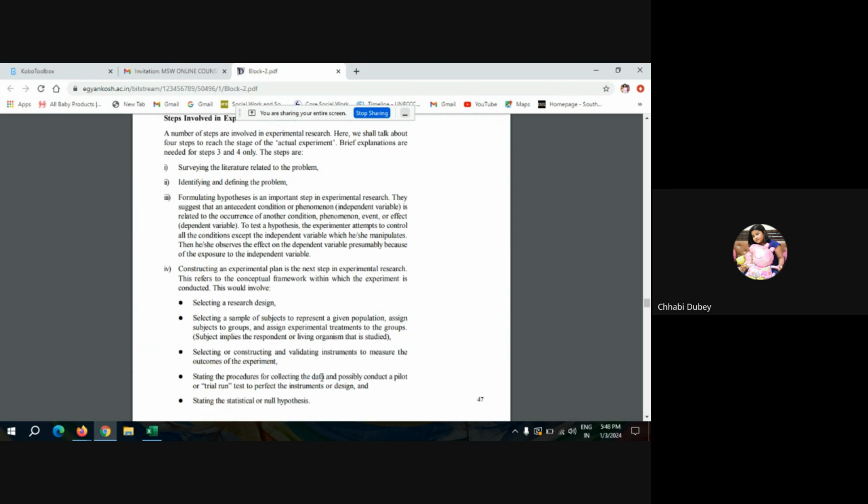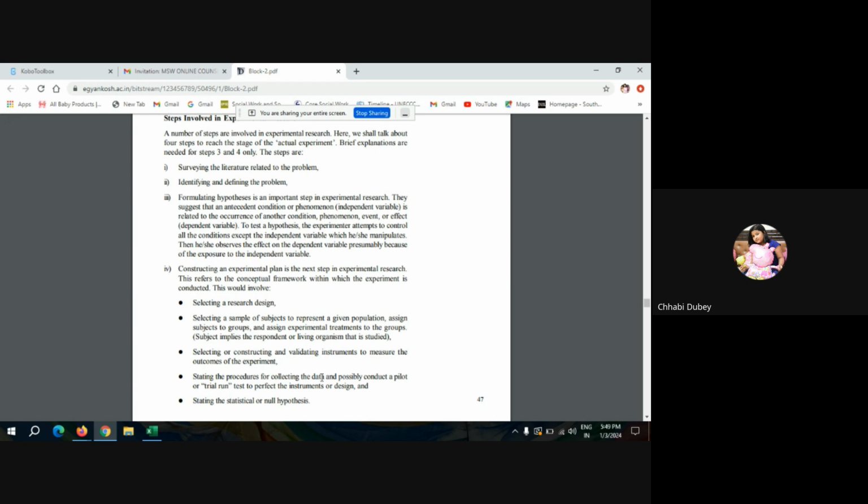The fourth is the construction of an experimental plan. Here we construct the experimental plan and within that we try to select a research design. We select the sample of subjects to represent a given population, and we assign these subjects to the various treatment groups. Then we also select or construct the validating instrument to measure the outcome of the experiment. So, what all instruments we are going to select, which is going to validate the outcome of the experiment.